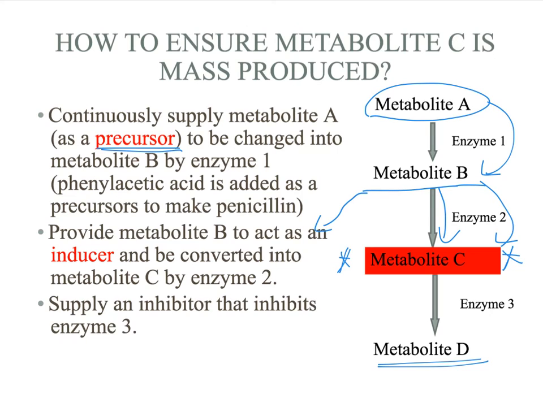As well as that, you can supply an inhibitor to enzyme 3 so that this part of the pathway doesn't occur. So you build up lots and lots of this substance here, and that hopefully will then make you lots and lots of money. And that is the end of this key area 2.6.